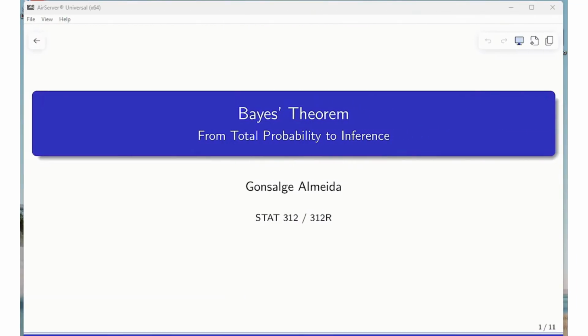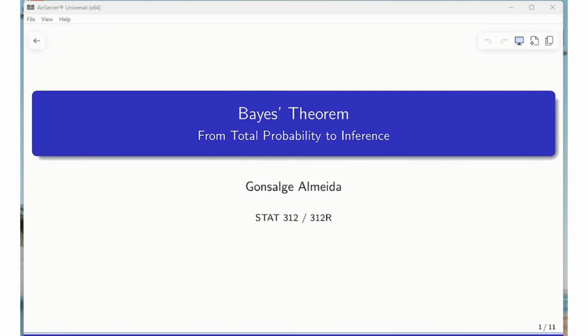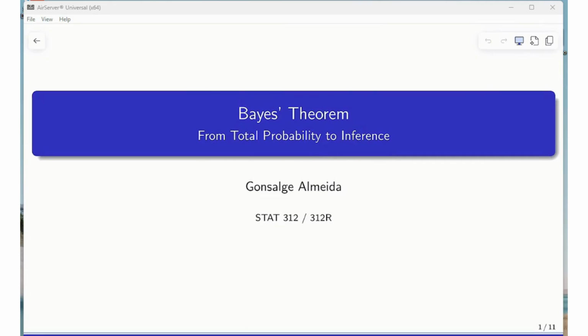In the previous video, we introduced conditional probability. In this video, we are going to build Bayes' theorem step by step, starting from ideas you already understand. The key message of this lecture is that Bayes' theorem is not a new formula to memorize. It is a way of reasoning using conditional probability and the total probability rule.